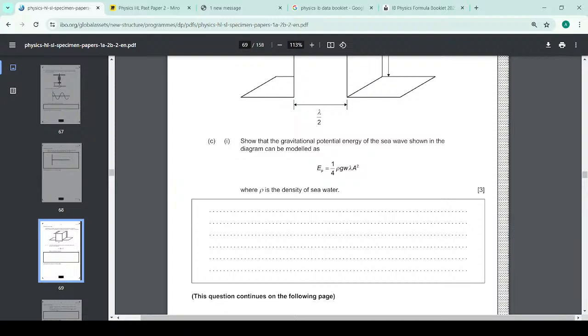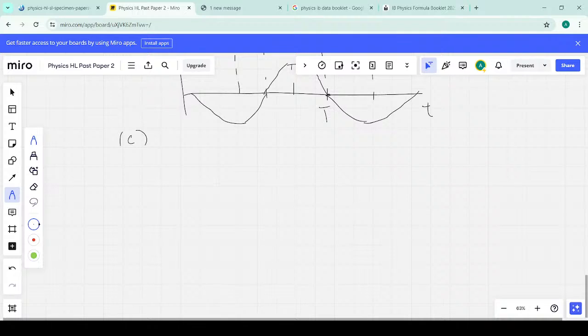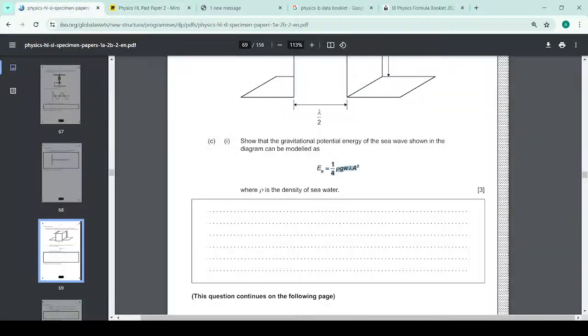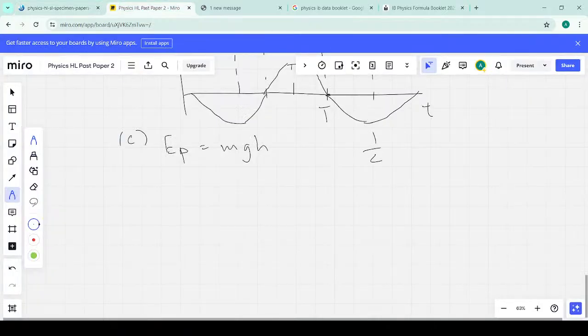Okay, so taking a look at this equation, first of all, we want to dissect it. They've scrunched a bunch of variables together, so we want to take this apart. We know that potential energy is mgh. And we do in fact have G in here. I will write the final result here so that we have an idea of what we want to end up with: 1/4 rho g W lambda A squared.